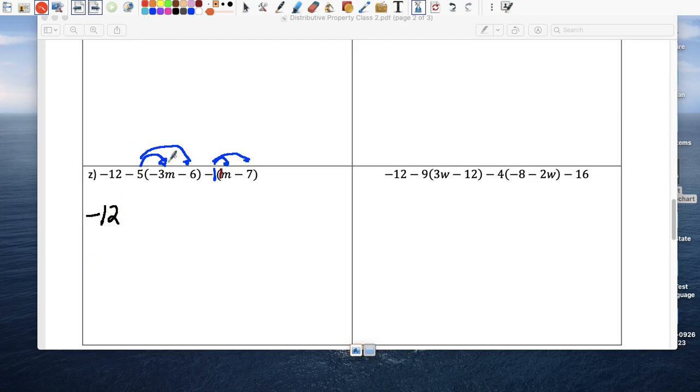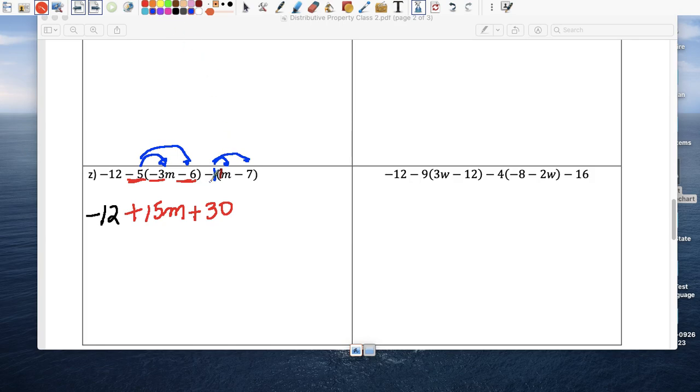And now let's multiply. What kind of 5 is that? It's a negative 5. What kind of 3 is that? It's a negative 3. So negative times a negative is positive. 5 times 3 is 15, and don't forget the M. Negative 5 times negative 6, so 2 negatives give me a positive, and 5 times 6 is 30. Done.